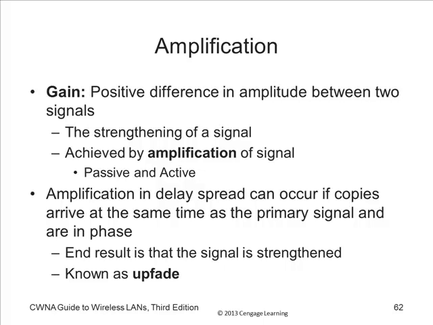Upfade and downfade are what these things are going to be called. The end result when we amplify is upfade. The end result when we get a reduced signal due to multipath is going to be called downfade.